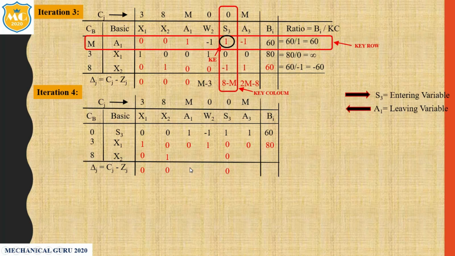So new element is equal to old number. So this is the old number 0 minus corresponding key row 1, key column 8 minus M, divided by 1. So 0 minus 1 into this divided by this. So here we get M minus 8, and here we get the 5, and here we get the M. So here all the delta j values are 0 and positive, which means our solution is optimal.